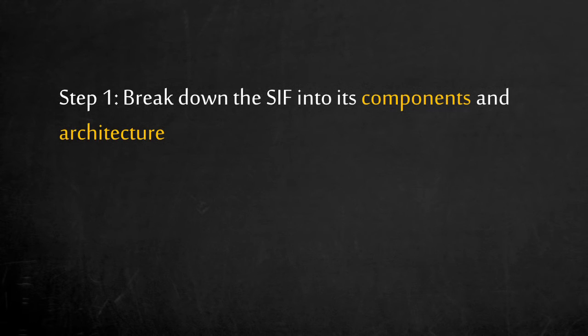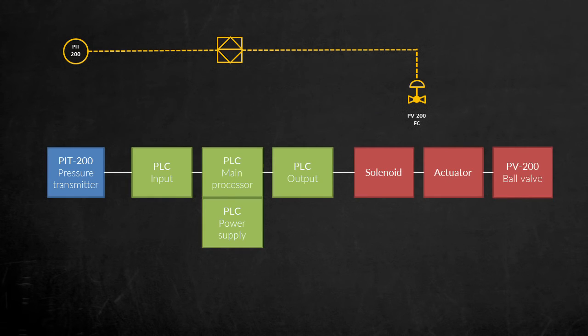Step 1. Break down the safety instrumented function into its components and architecture. Let's take a look. We can break down this SIF into the pressure transmitter, programmable logic controller, and final element.